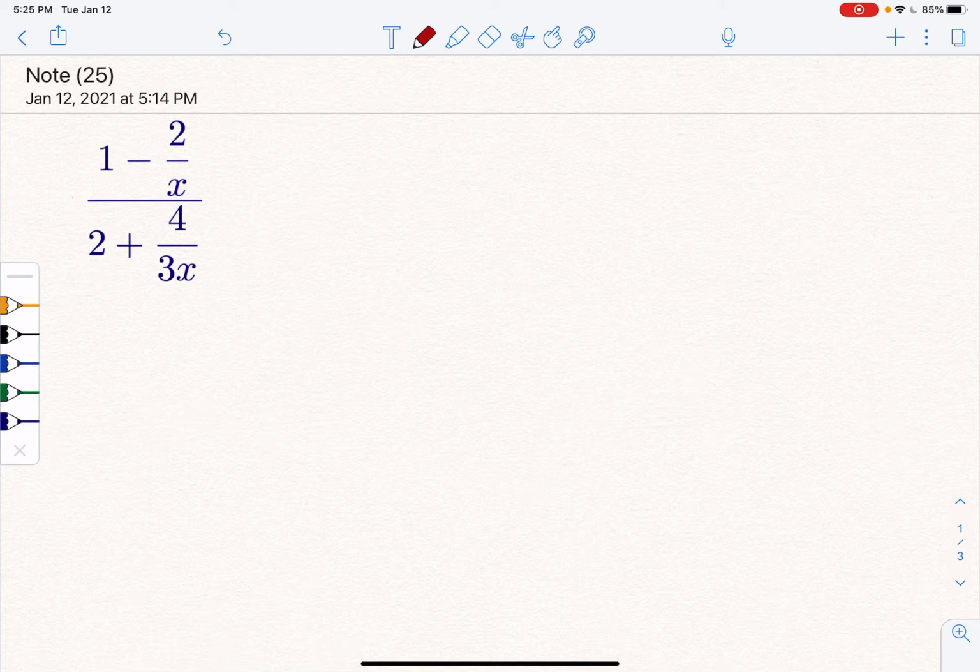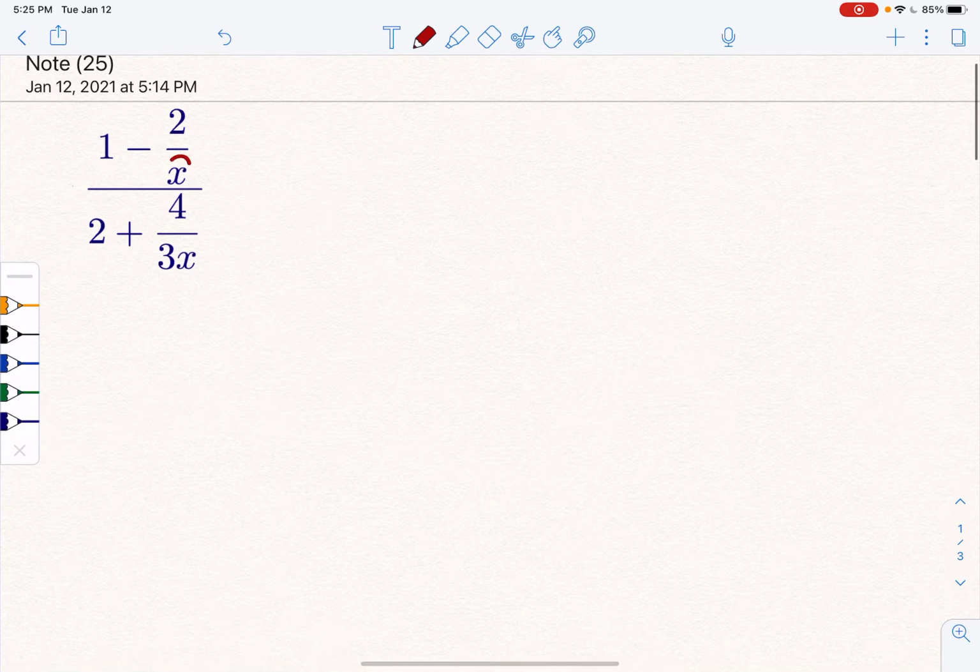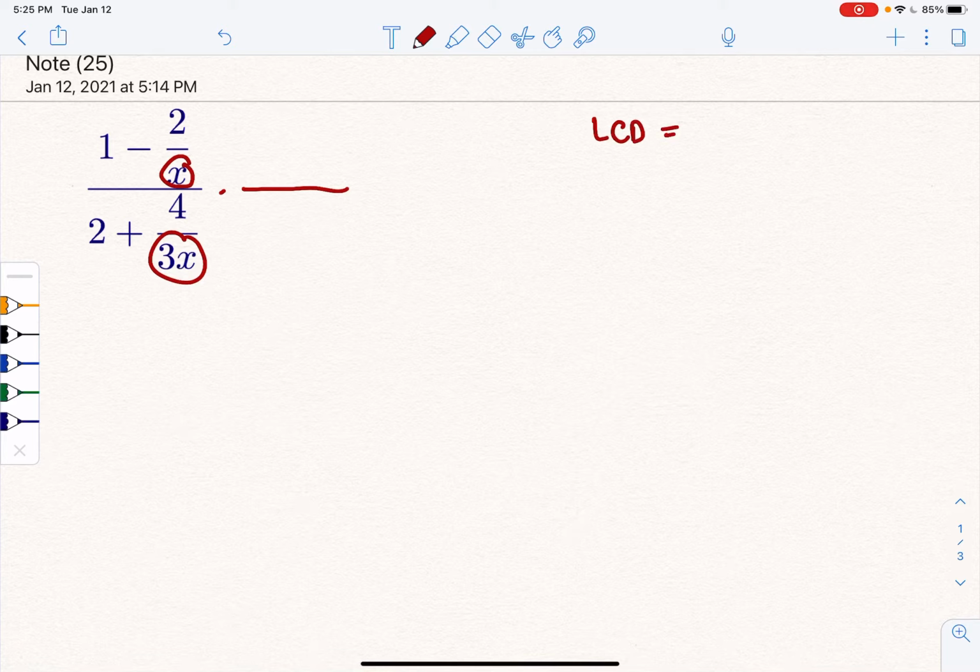And the thing to keep in mind is what makes these fractions an issue. It's this x right here and this 3x right here. So we're going to multiply by something that's going to wipe out both fractions, which, you guessed it, is the LCD, the least common denominator. And since x is a factor of 3x, I'm going to uncircle these here so you can see them more clearly. The LCD in this case is 3x.